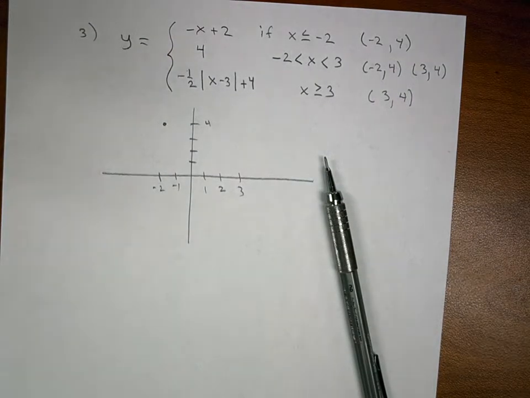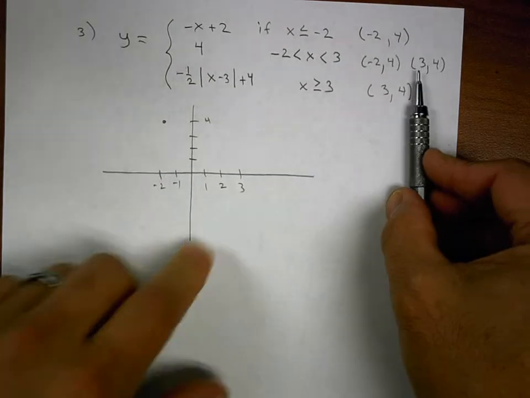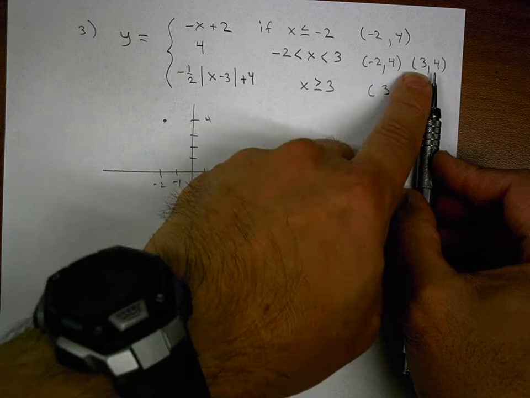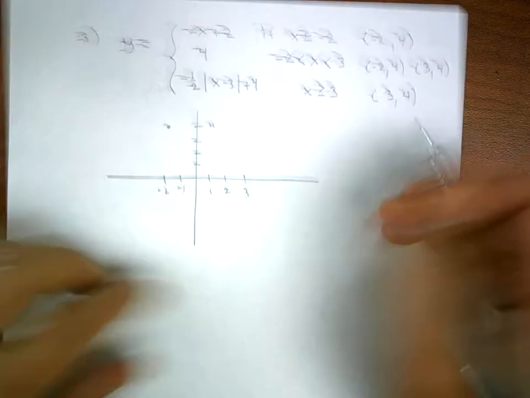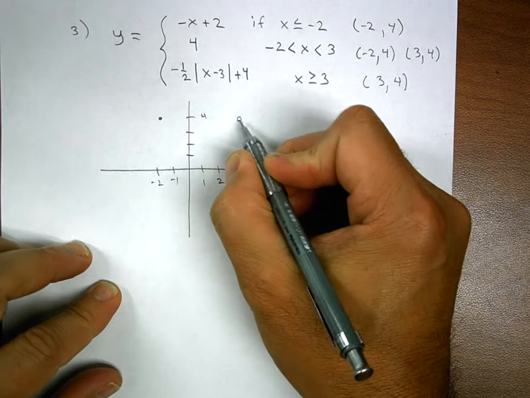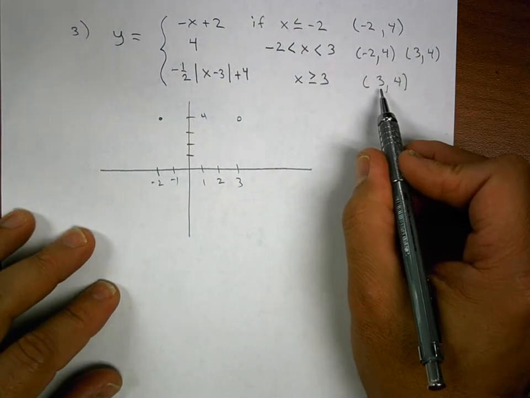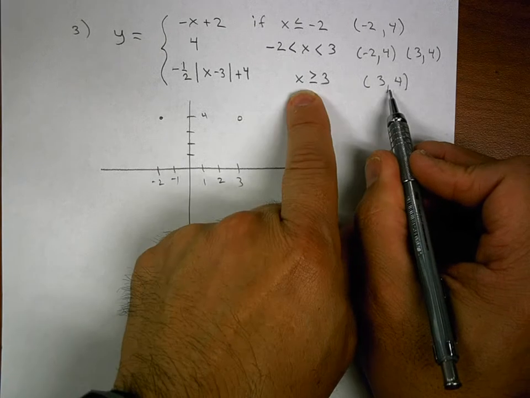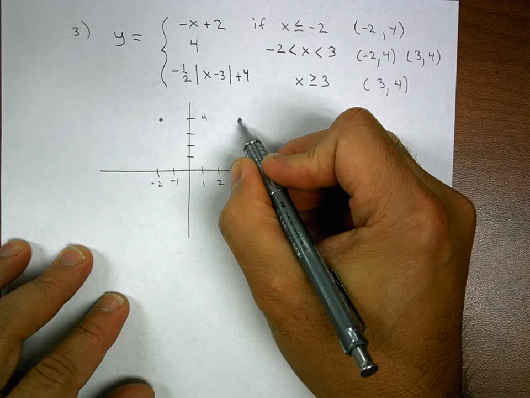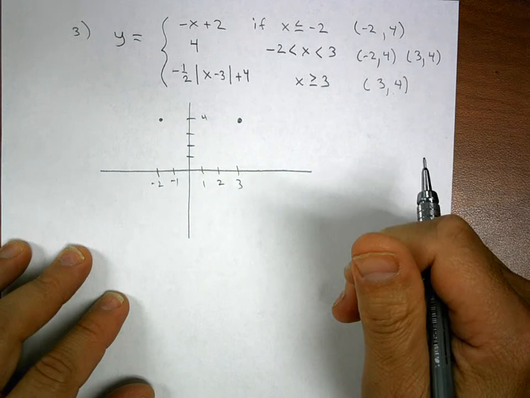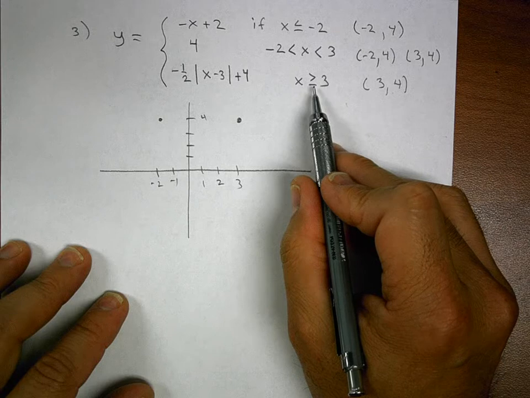Let's go to the next point. 3 comma 4, is that open or closed? Open. But wait, there's more. This other 3 comma 4, open or closed? Closed. So that actually closes it. Never erase. So I actually only have 2 points, because on this one it's closed. 3 comma 4, this closes it.